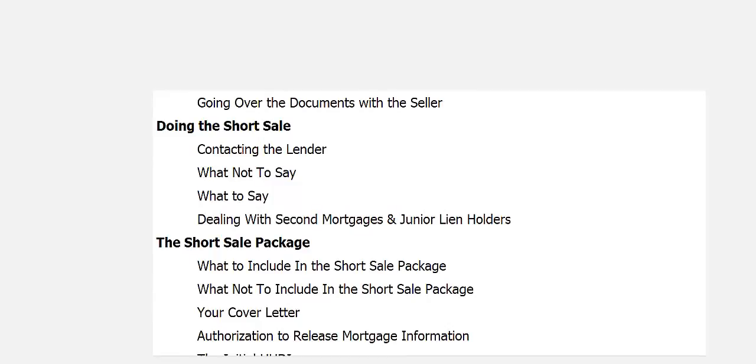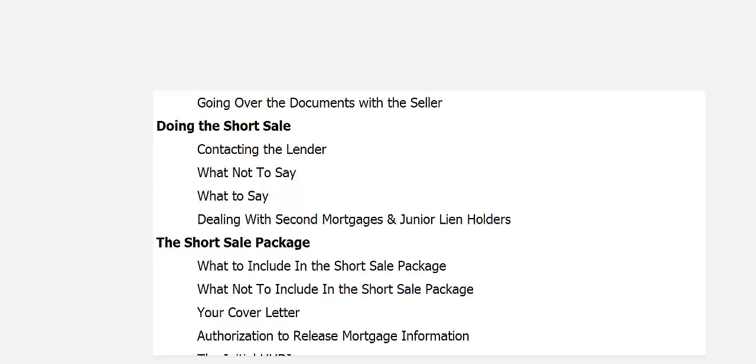And then when you do the short sale, you contact the lender. What do you say to the lender? What do you not say to the lender? Dealing with second mortgages and junior lien holders. Then the short sale package. What to include in the short sale package. What not to include. Your cover letter.